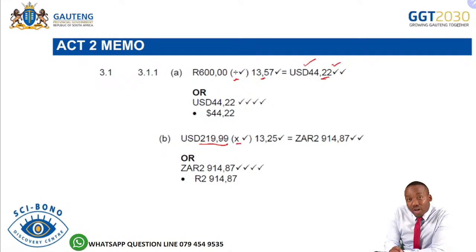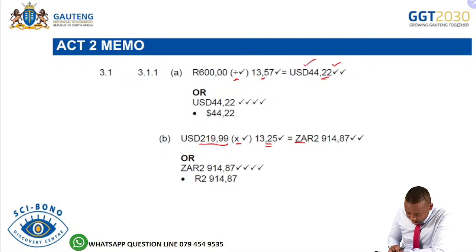Then what must she do? She has to multiply. By which exchange rate? Now the exchange rate will be what? BBR. And then the amount, remember, must be in rands. Then it will be what? 2,914 rand and 87 cents.